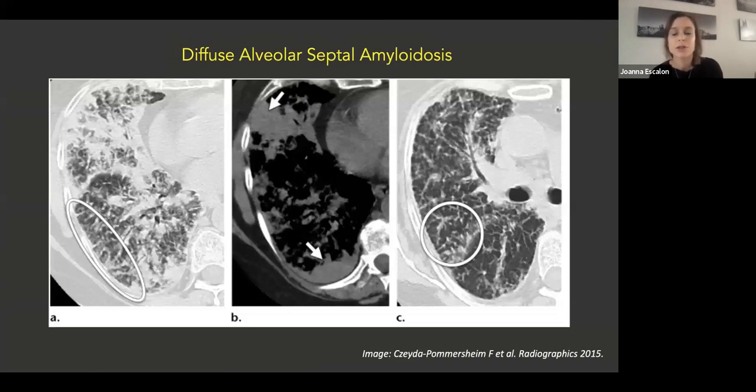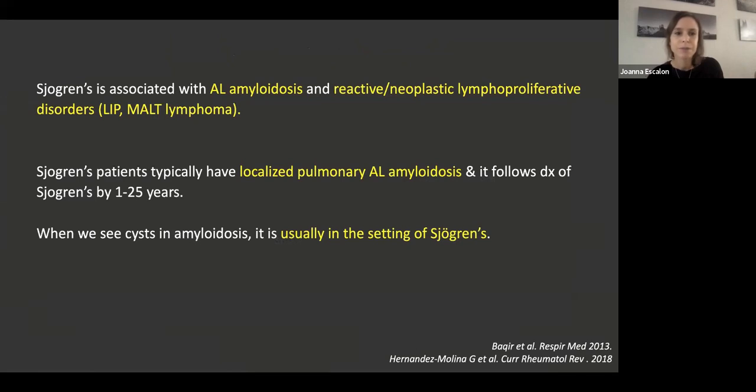Diffuse alveolar septal amyloidosis, on the other hand, is really difficult by imaging. There's septal thickening, nodularity, consolidations. For all intents and purposes, if I saw this, I would most definitely think of lymphangitic carcinomatosis over amyloidosis. So it really ends up being a biopsy diagnosis, but can have a really extensive appearance like this.